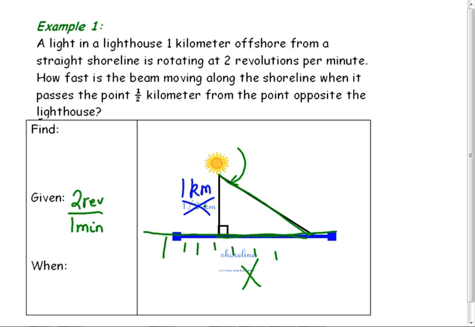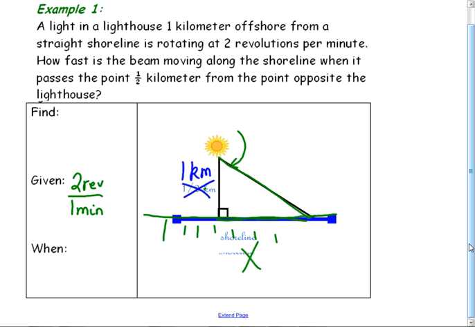I guess I'm looking at how fast is the beam when it passes the point 1/2 kilometer from the point opposite the lighthouse. Not sure where the one. Oh no, we do. Well, we have to look at the revolutions per minute. I'm not reading it right.